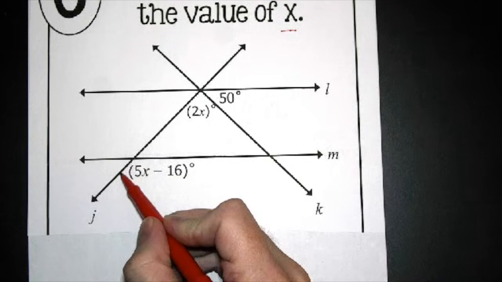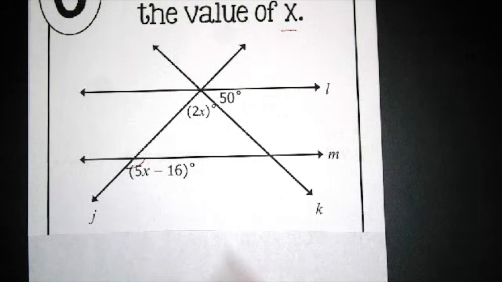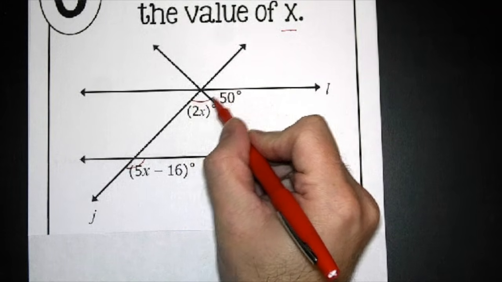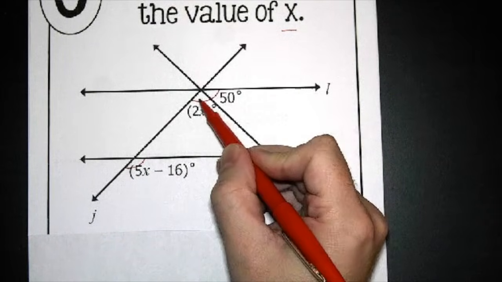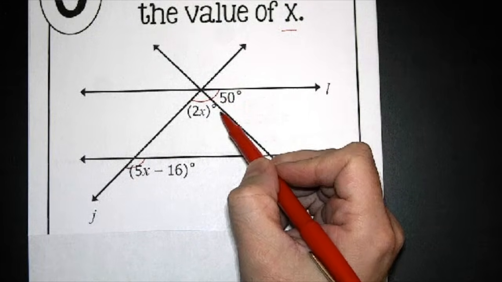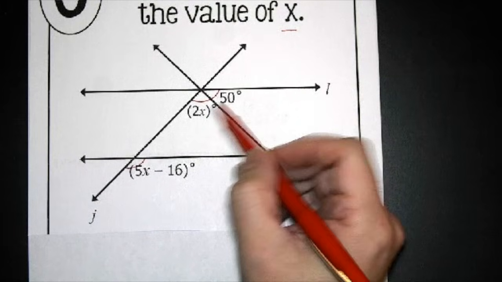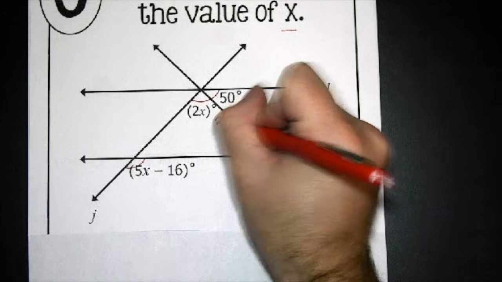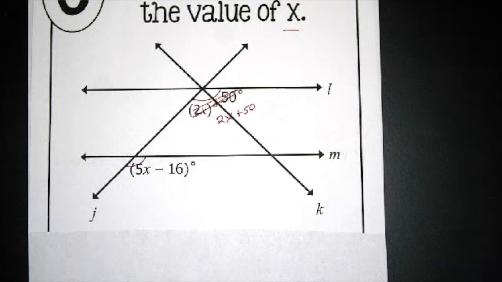So if I start with this transversal and look at the angle that it makes with this parallel line, it actually corresponds with the angle that the transversal makes with this parallel line. So this whole angle, which is 5x minus 16, is equal to this whole angle, but this angle is actually split up into two different parts. Part of it is 2x, the other part of it is 50. So all we really have to do is add 2x and 50 to get the measure of this whole angle. So I'm going to go ahead and write 2x plus 50 and scratch that out. So I just added those together to get that angle.